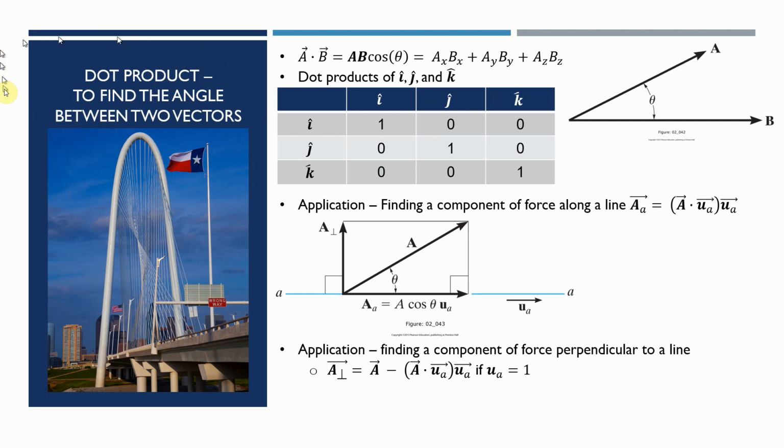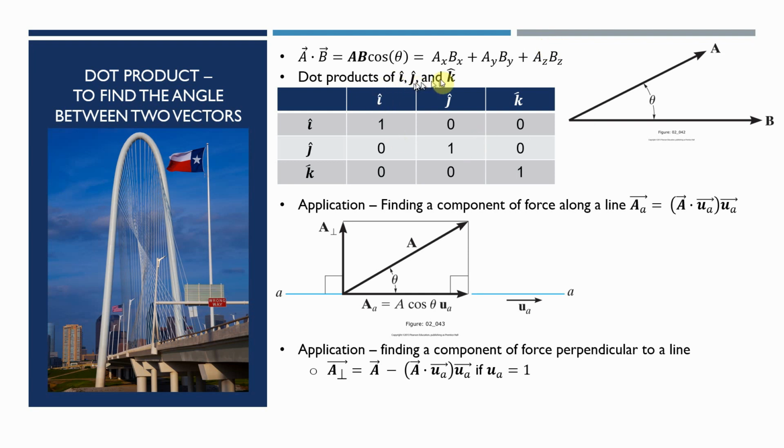Now we're on to the dot product, the vectors chapter. Two vectors dotted into each other, and we use the little symbol, the dot. It is the multiplication of the magnitudes times the cosine of the angle between them. It also equals ax times bx plus ay times by plus az times bz.